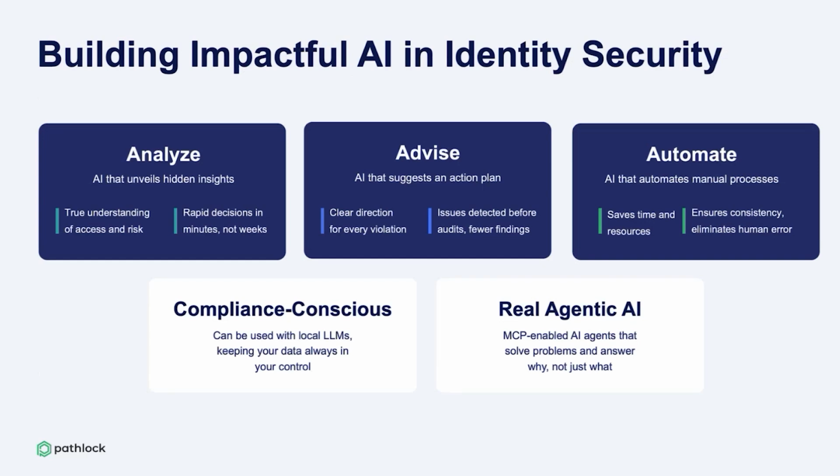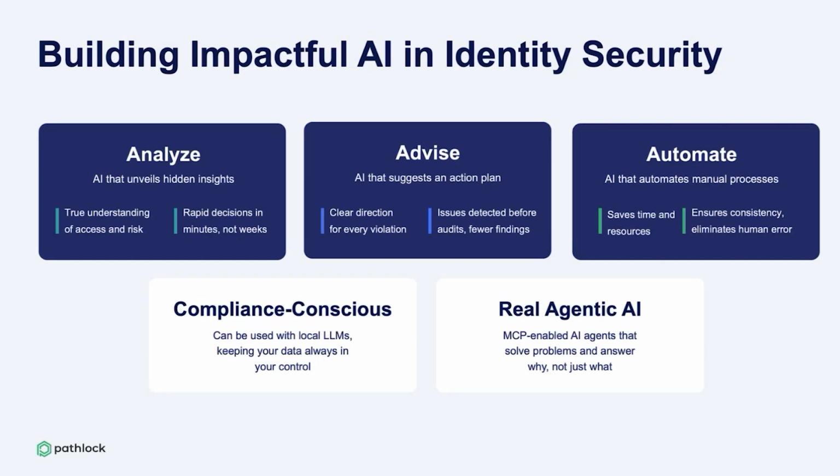So to summarize, just to remind everyone, we're talking about the AAA: analyze, AI that unveils hidden insights; advise, AI that suggests an action plan; and automate, AI that automates manual processes. It's a real agentic AI behind the scenes, uses MCP, enabling agents that solve problems and answer why, not just what, across massive amounts of data.